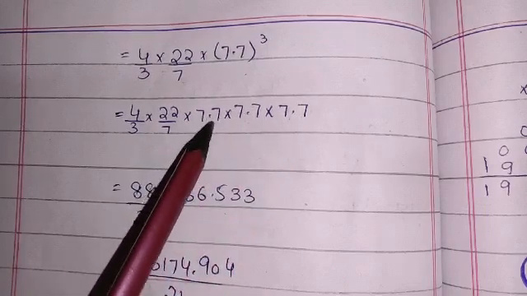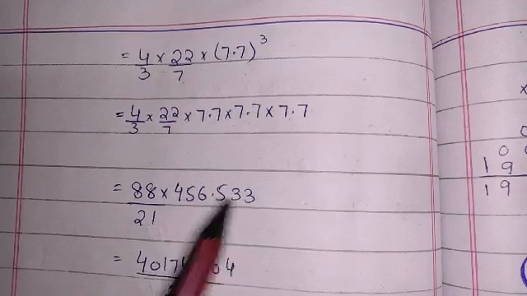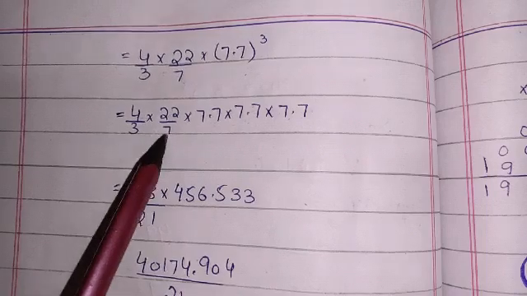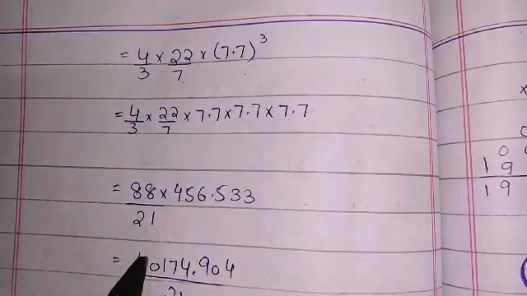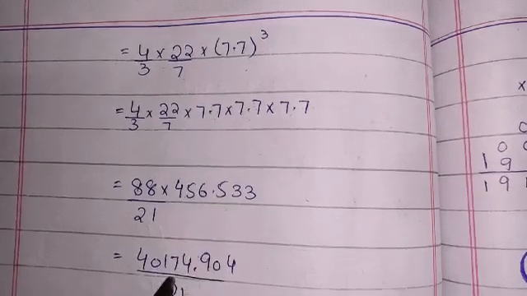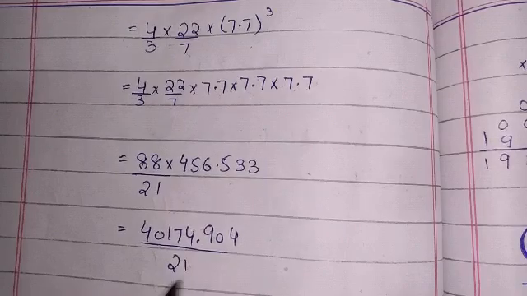Students, when we multiply 7.7 3 times, we will get 456.533, and when we multiply 4 with 22, we got 88, and when we multiply 3 into 7, we got 21. Now students, when we multiply 88 into 456.533, we got 40174.904 over 21 as it is.